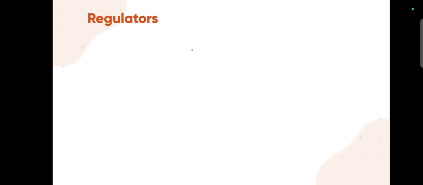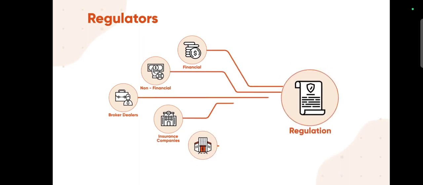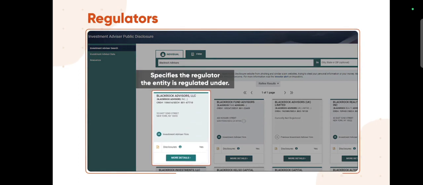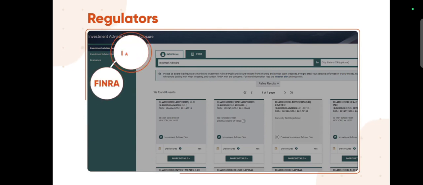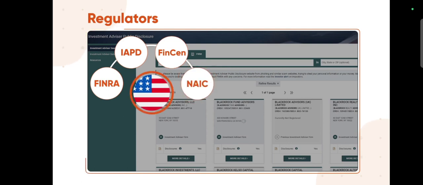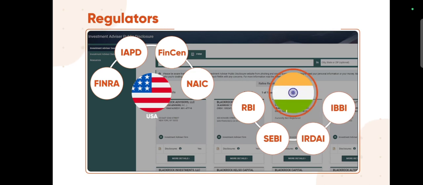Regulators: financial, non-financial, broker-dealers, insurance companies, and fund entities need regulation. This attribute specifies the regulator the entity is regulated under. For example, FINRA, IAPD, FinCEN, NAIC, etc. in the USA, and RBI, SEBI, IRDAI, IBBI in India.